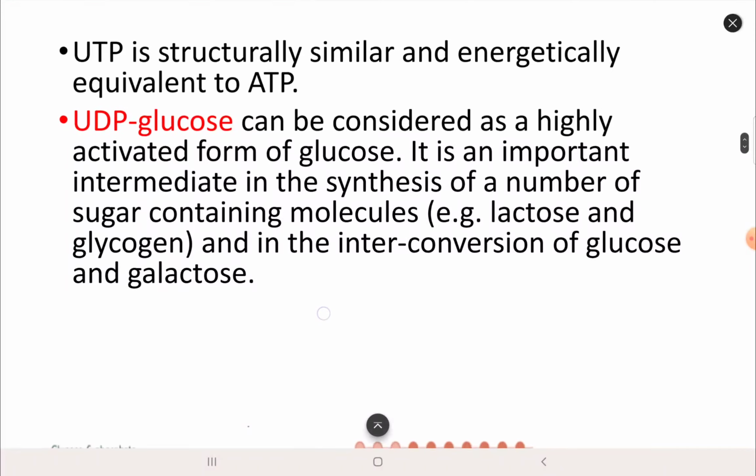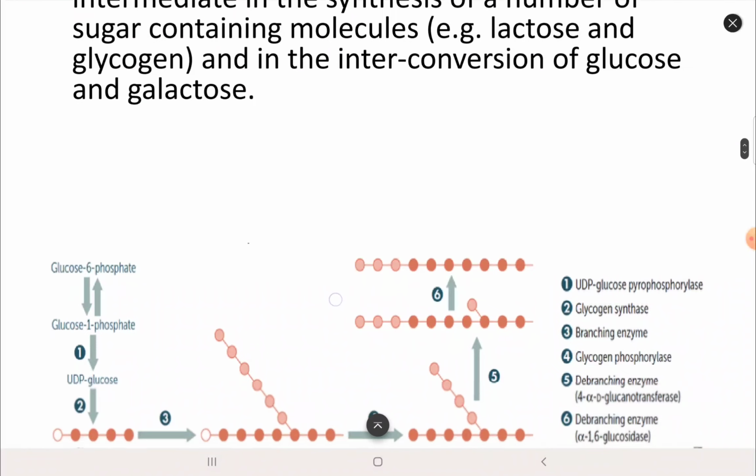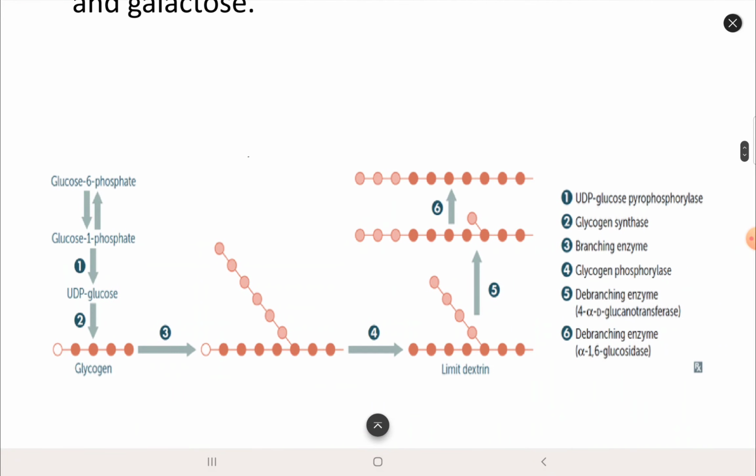Look at this diagram, I will show you how glycogen is formed. Glucose 6-phosphate changes to glucose 1-phosphate by mutase enzyme. Then UDP glucose will give glucose.